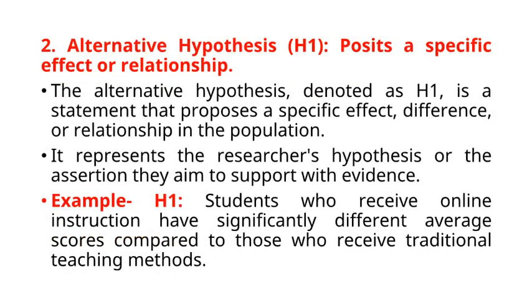2. Alternative hypothesis. H1 posits a specific effect or relationship. The alternative hypothesis, denoted as H1, is a statement that proposes a specific effect, difference, or relationship in the population. It represents the researcher's hypothesis or the assertion they aim to support with evidence. Example H1: Students who receive online instruction have significantly different average scores compared to those who receive traditional teaching methods.